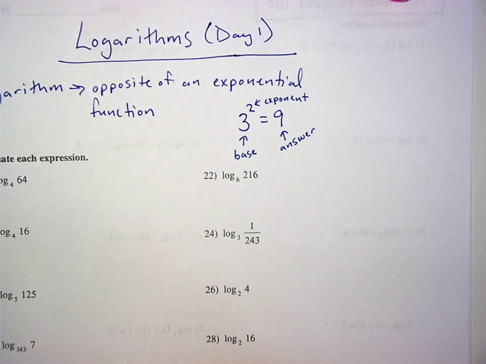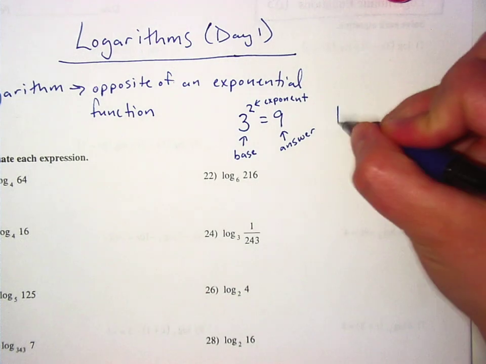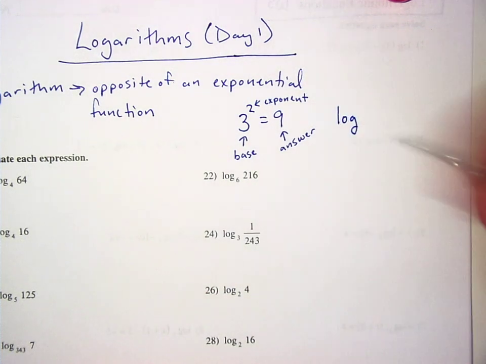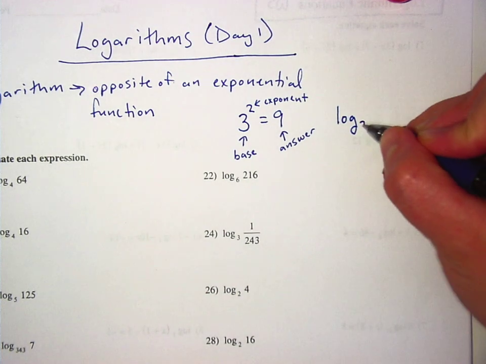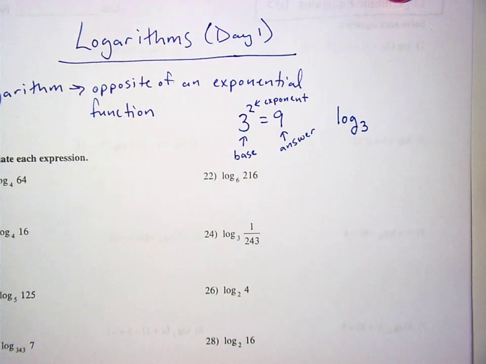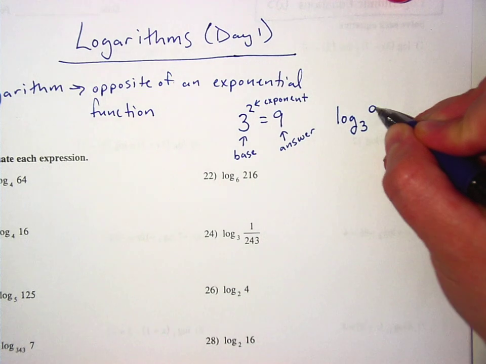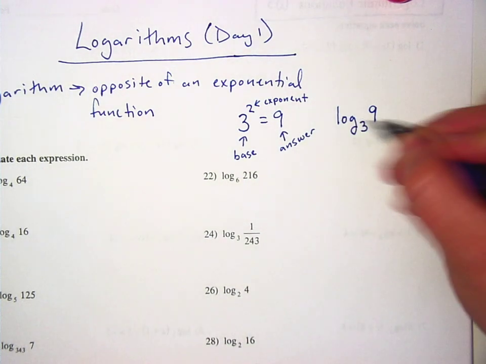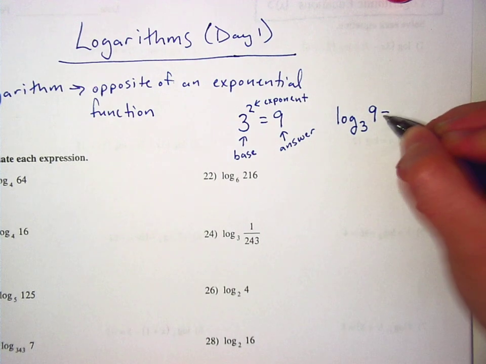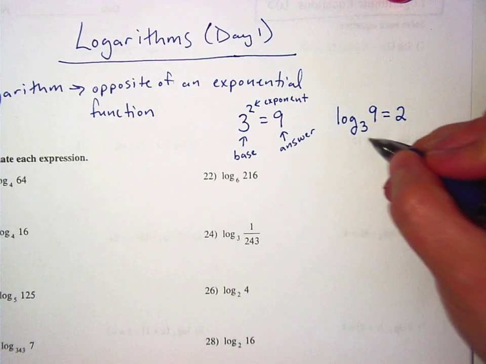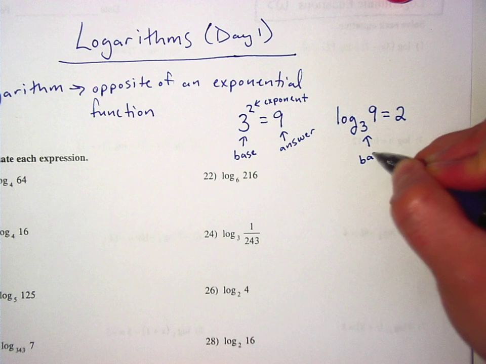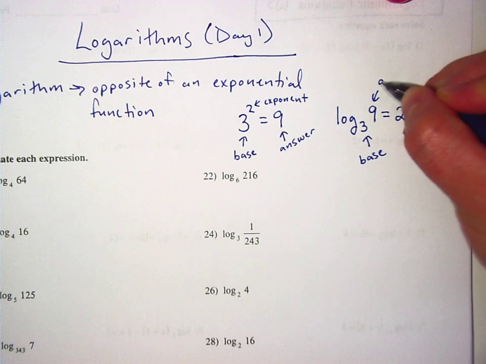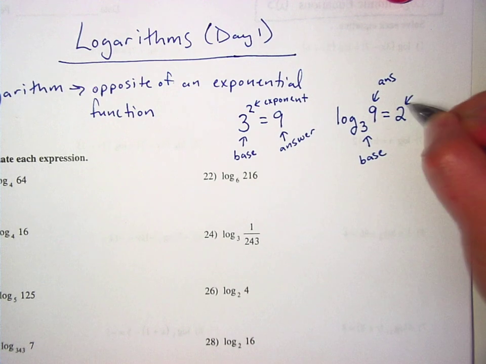Okay? All right, 3 squared equals 9. Everybody agree? Yes. Okay, here's what a logarithm looks like. You write log. You put the base down here. It's like lower than the word log, like a subscript. You put the answer next to it. So log and 9 are like on the same level. And then over here is the exponent. So this is the base now. The answer is here. And this is the exponent.